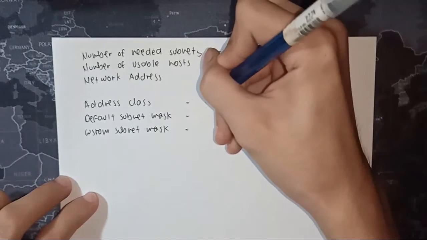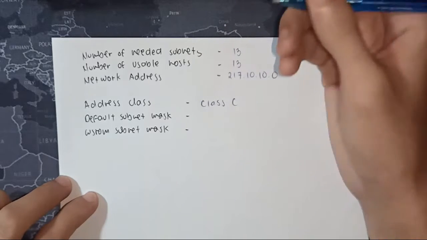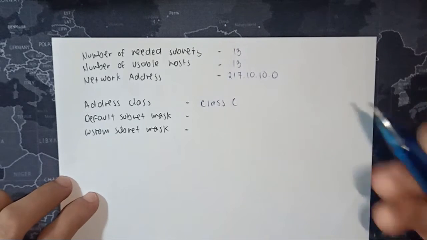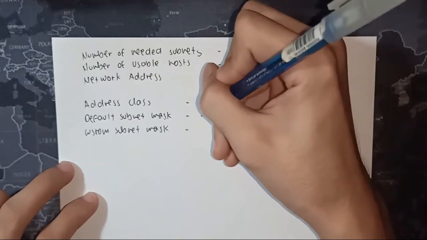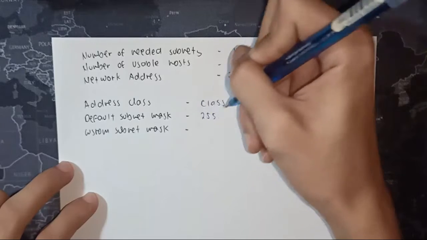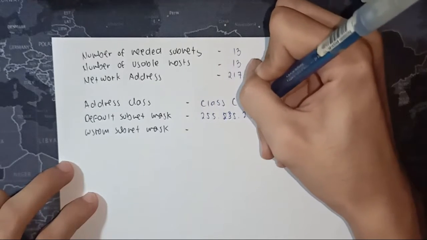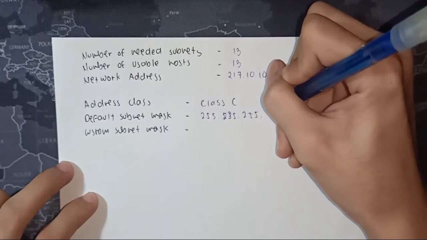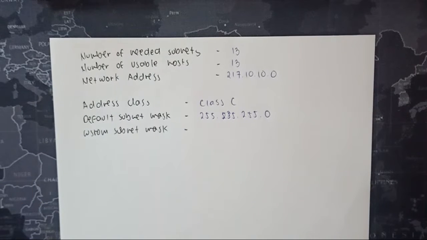So we are just going to write here class C. Since it is class C, the default subnet mask will be 255.255.255.0. Now, we're going to get the custom subnet mask.